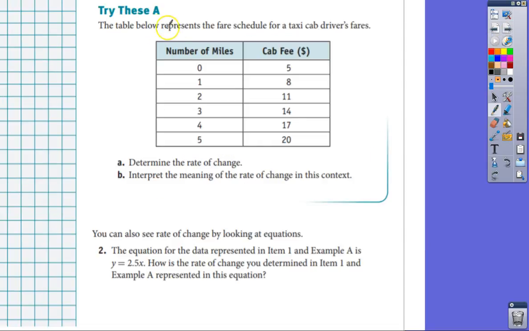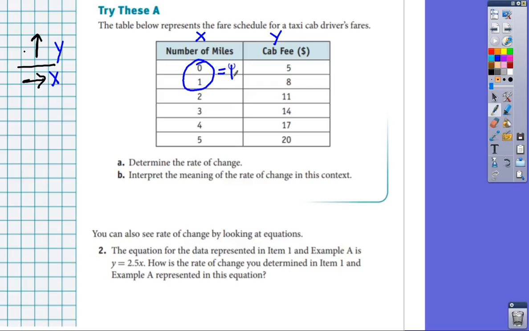Okay, try these A. The table below represents the fare schedule for a taxi cab driver's fare. Determine the rate of change. All right, so I'm going to do my horizontal change second because it's on bottom. So I got my vertical over my horizontal. Okay, so I'm going to pick my 2. So this guy right here, I'm going to assume that's my x, and I'm going to assume that's my y. Okay, remember horizontal is always x, vertical is always y.